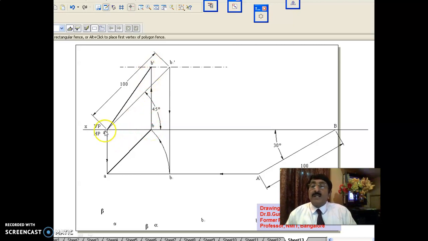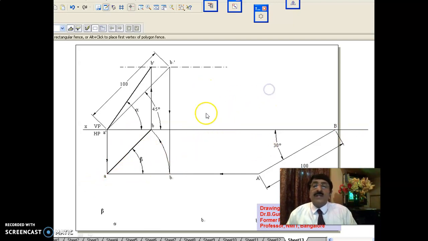You please understand correctly. End A is on HP, some distance in front of VP. End B is on VP, some distance above HP. Now, once you have this, with end A on HP and end B on VP, you have to find the shortest distance. You will know shortly how exactly to find it. Here, this is alpha, this is beta. This is anyway 30 degrees, theta is given already. You don't have to worry.